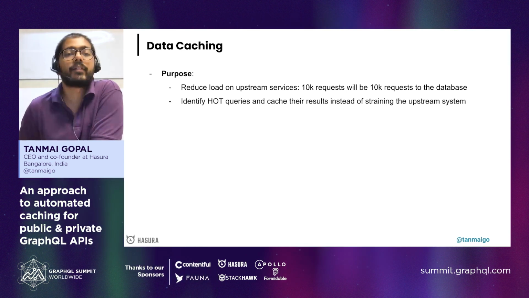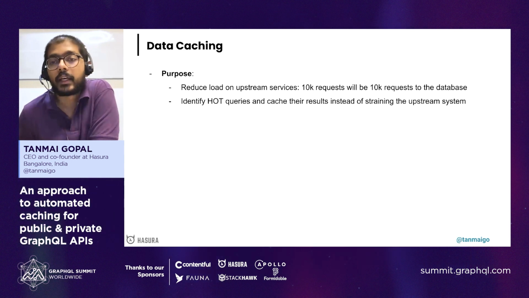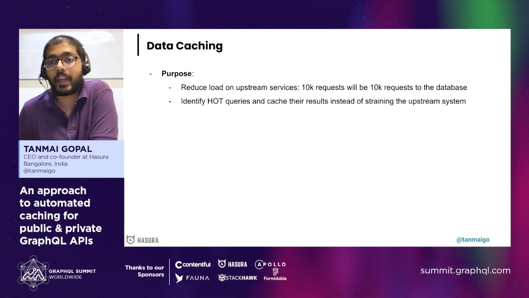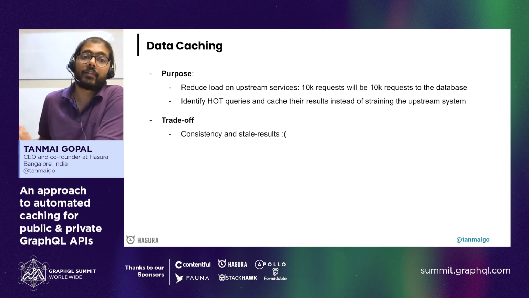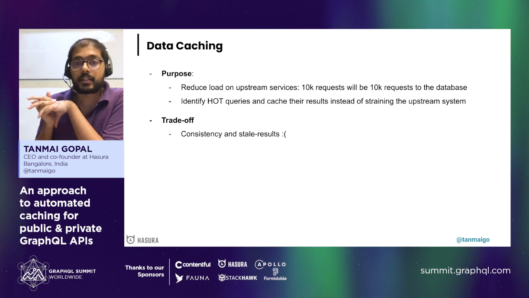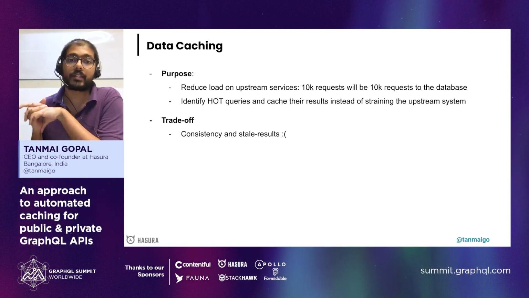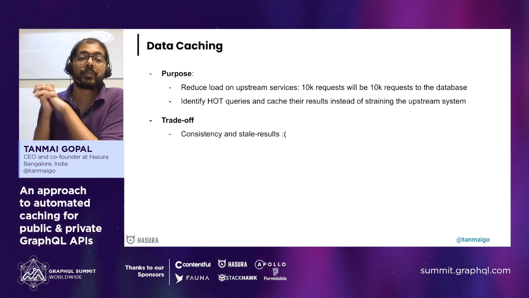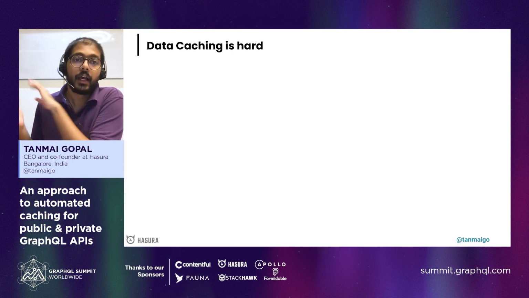And this works well when you identify hot queries, or queries that are the most popular and are straining the system. What you can do is cache the results instead of hitting the upstream system to compute those results. The trade-off here is that you have consistency problems and you might have stale results, right? Because you're caching that data outside the database, outside a system that understands consistency. What that means is that for a brief period of time, while the data is cached, your data might be out of date.